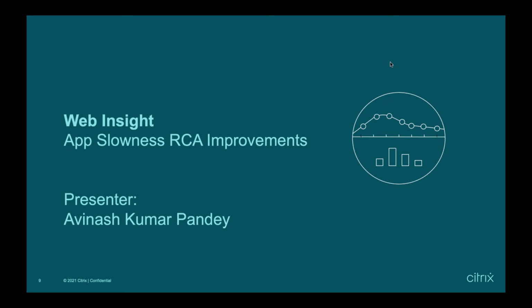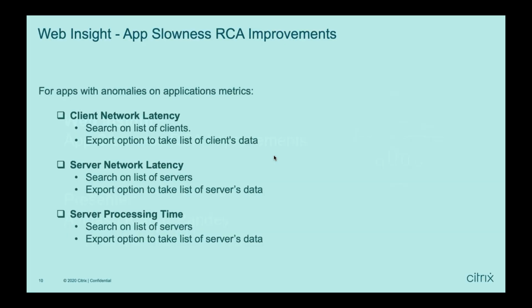As I was talking about the Web Insight RCA improvements, there are a couple of improvements. As we know, this app slowness RCA dashboard is basically an ML-based detection and analysis of your app performance. It helps the operator or administrator understand where the issue can lie, or provides a hint towards it, whether there is an issue at the client side, at the ADC processing side, or at the server side. So there will be various indicators which show that.